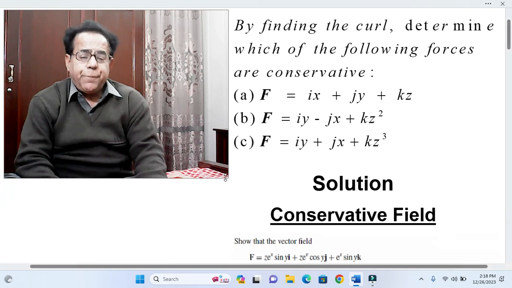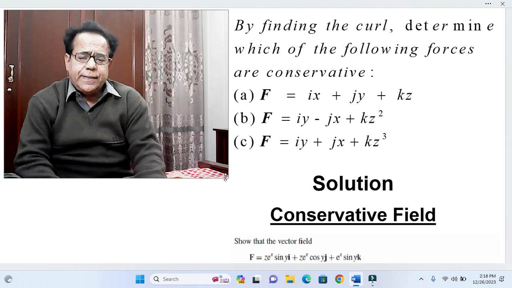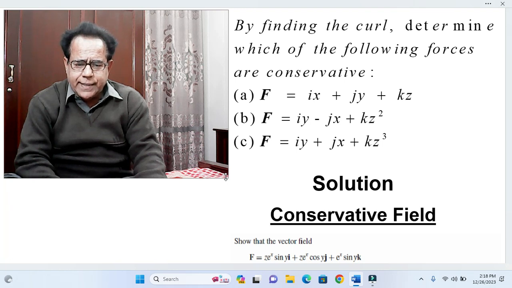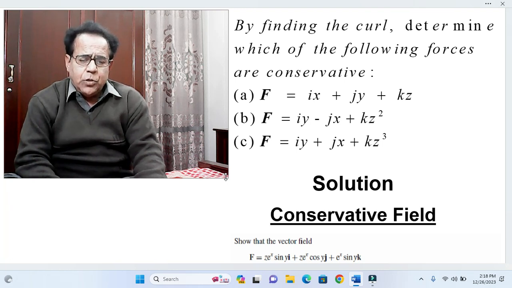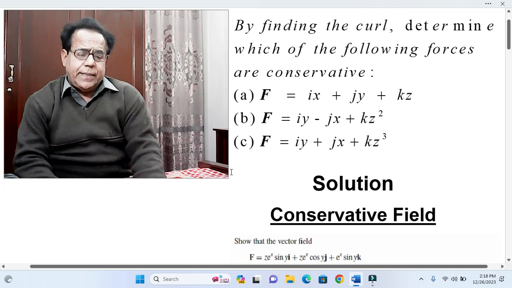By finding the curl, determine which of the following forces are conservative. A: F equals i x plus j y plus k z. B: F equals i y minus j x plus k z squared. C: F equals i y plus j x plus k z squared. Okay, solution.